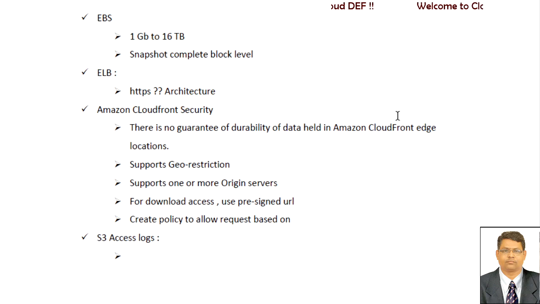EBS. 1 GB to 16 TB. Snapshot is complete block level. ELB. HTTPS. Architecture. Amazon CloudFront security. There is no guarantee of durability of data held in Amazon CloudFront edge locations. Supports geo-restriction. Supports 1 or more origin servers. For download access, use a pre-signed URL. Create a policy to allow requests based on S3 access logs.